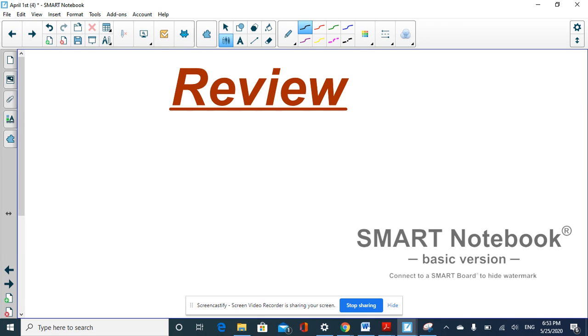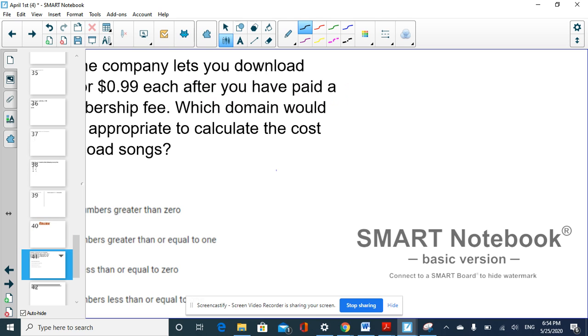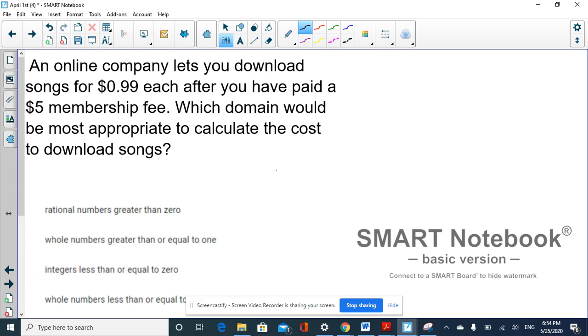Today, May 26th, we will start a review for the end of the year assessment. And our review today will start with some word problems. Let's start with this one.